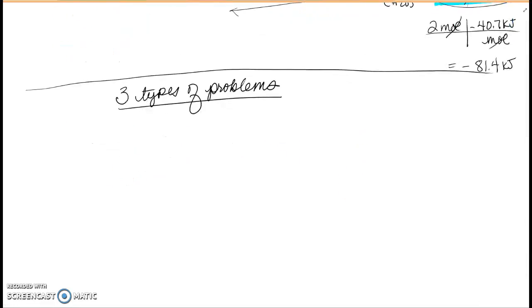I'm going to go through them fairly quickly because several of these are review. You'll read about these in your book. So one of these is a heating curve problem.